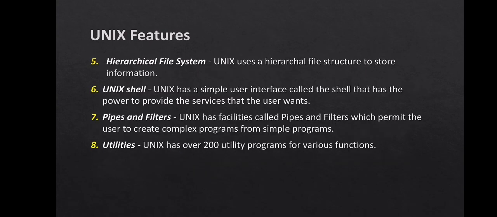Next, number five, let's continue, is the hierarchical file system. So Unix uses a hierarchy structure to store information. This structure has the maximum flexibility in grouping information in a way that reflects its natural state. It allows for easy maintenance and efficient implementation, which is very important.